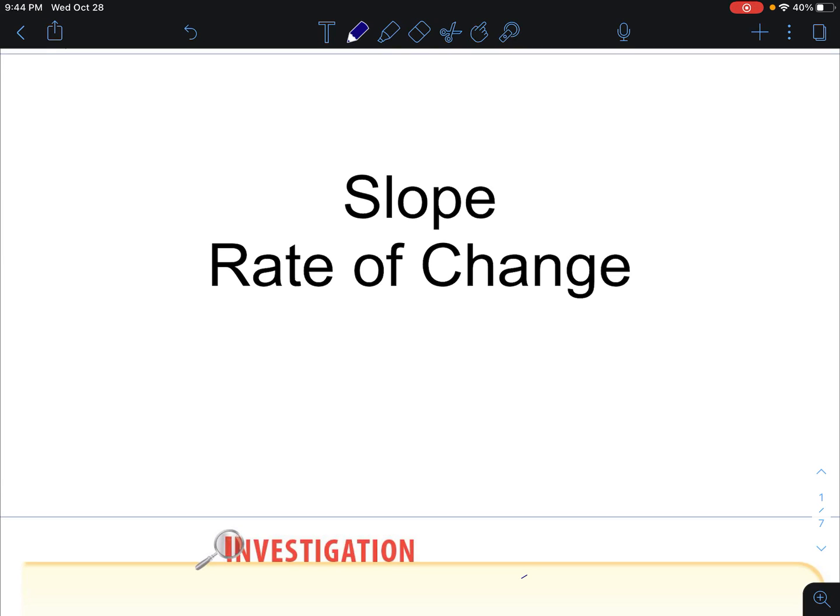All right, so we're going to take a look at slope and rate of change again, since our class together didn't go so well and I think things were confusing. So I'm hoping that this will fix it.